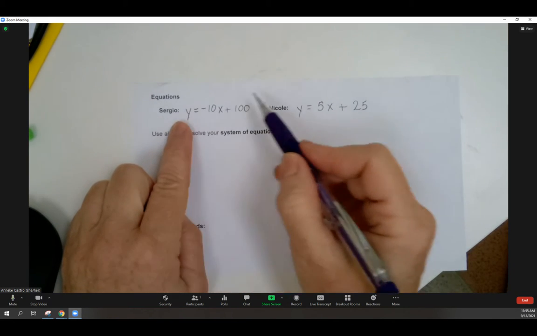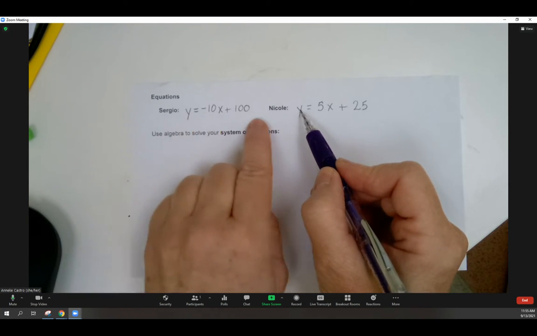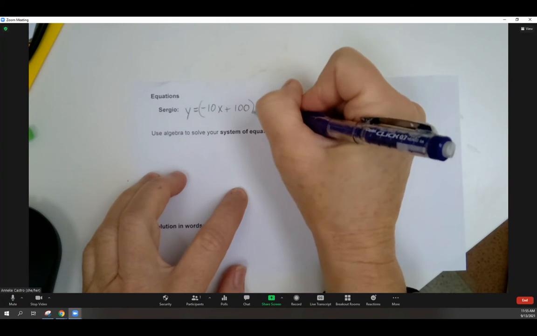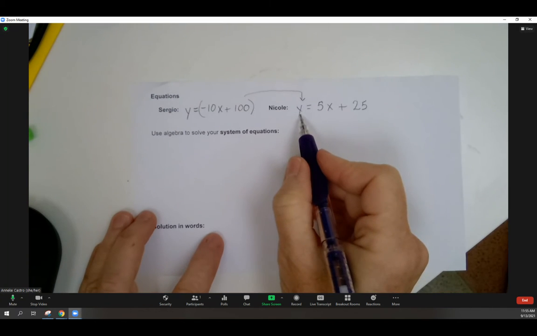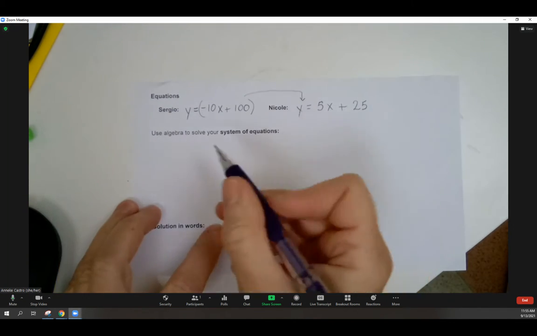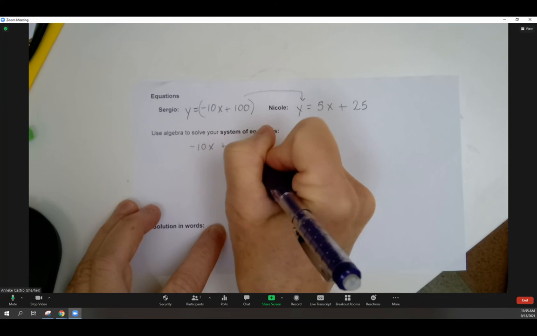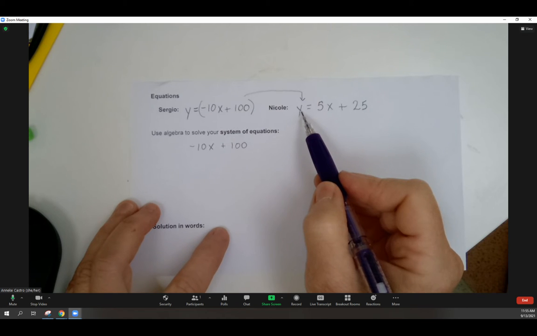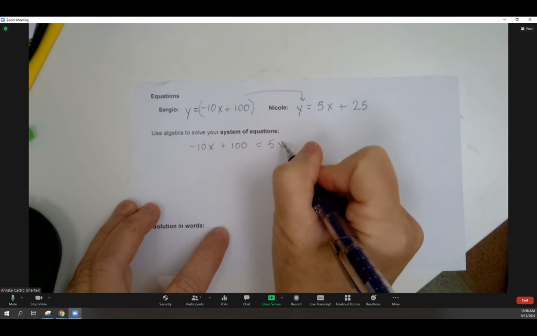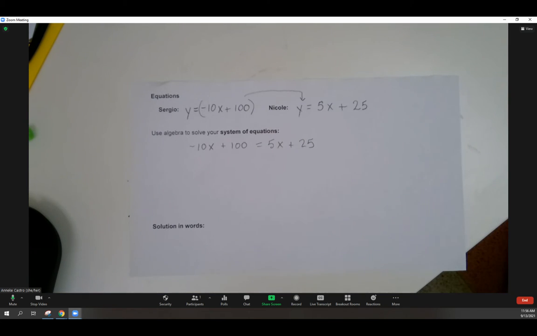So if this y equals this y, then I can replace the y over here with what this y is equal to. So I can take this and substitute it into Nicole's equation. Instead of this y, I can write, well, what does y need to equal? It needs to equal the same as Sergio's y, which is negative 10x plus 100. I want it to equal Nicole's y, which is the amount of money. I want it to be the same as Nicole's amount of money, and her amount of money is equal to 5x plus 25. Now I just need to solve this equation for x.